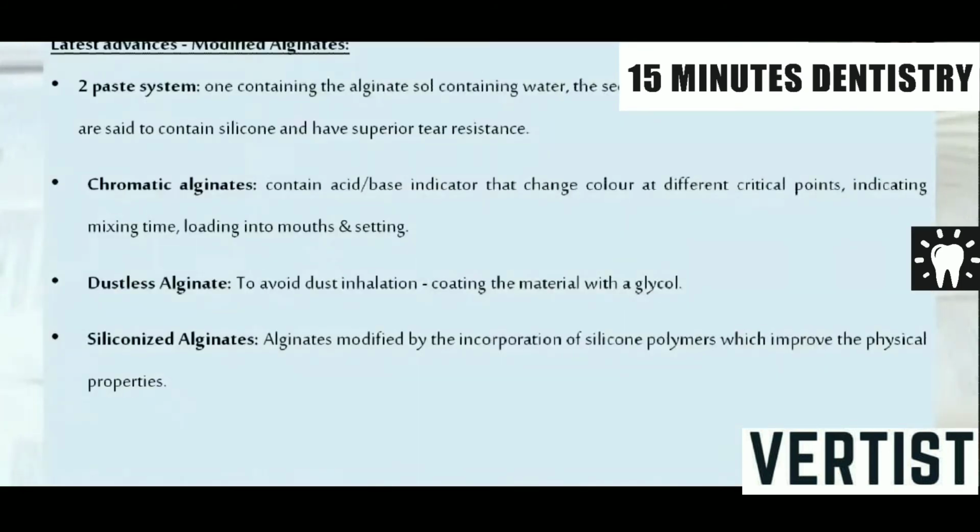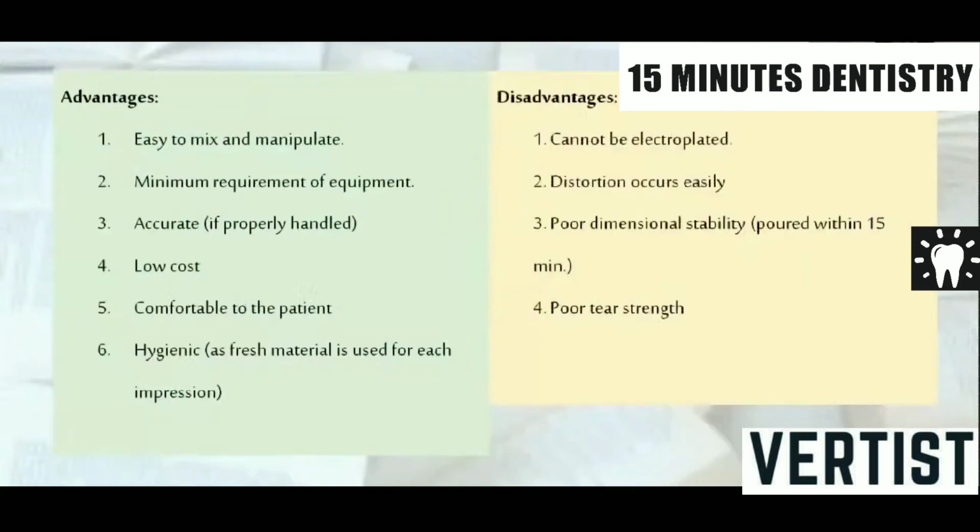Latest advances in modified alginate. Nowadays you get chromatic alginates, which indicate how much mixing time and working time you have, when to place it in the patient's mouth, and when the material will set. Every step has a different color that indicates that particular material time, so you work according to the chromatic change of the alginate. There are also dustless alginates. A glycol coating is given to the alginate powder so it is not free in the air, which is why it is dustless alginate.